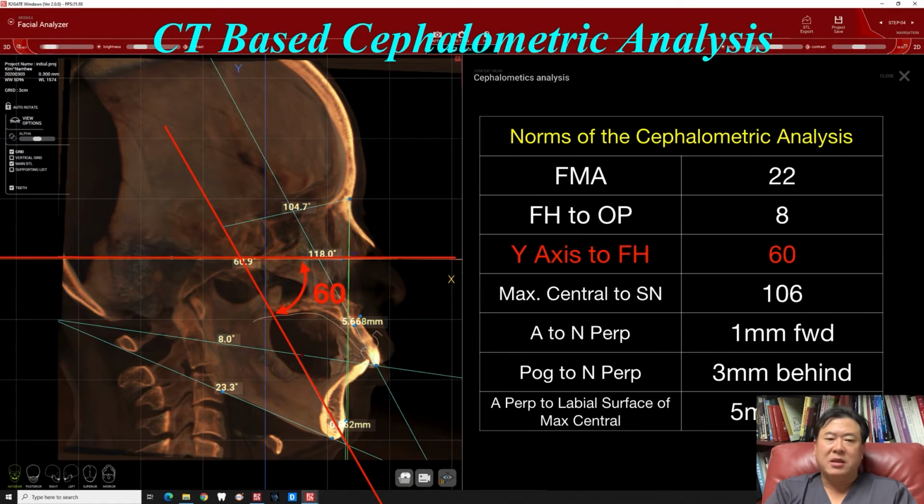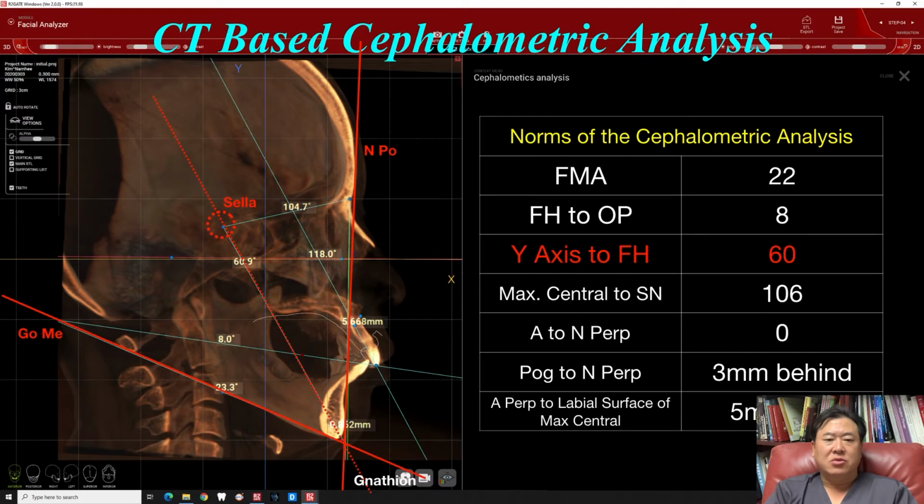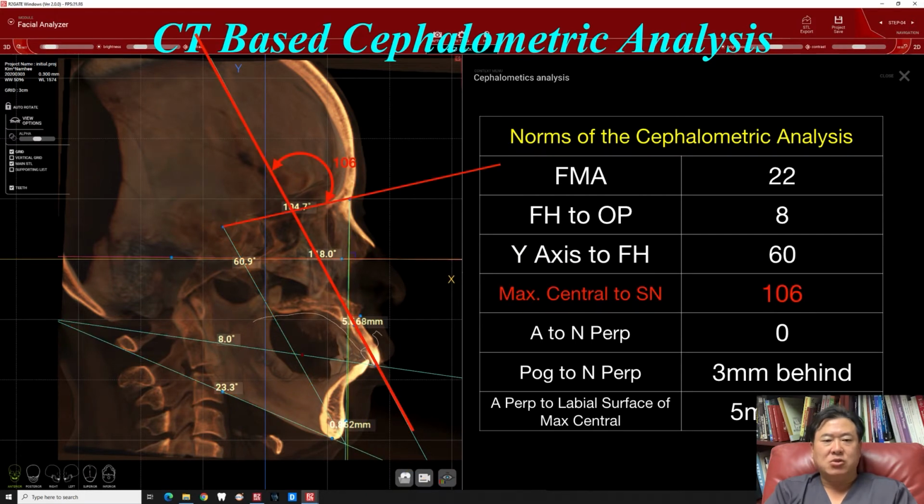Y-axis is a growth plane in adolescents, and it represents VDO in adults. It starts from sella to gnathion. Its angle from Frankfurt horizontal plane is about 60 degrees on average. If it is somewhat less than 60, then it may indicate loss in vertical dimension. We do not want to deviate from this value too much. Maxillary central incisor to SN is about 106 degrees, and it can indicate degree of proclination.